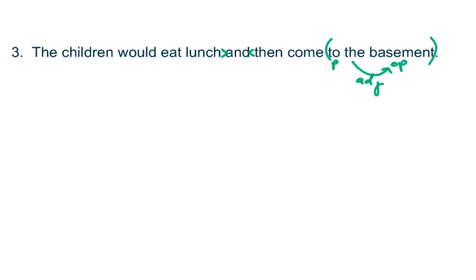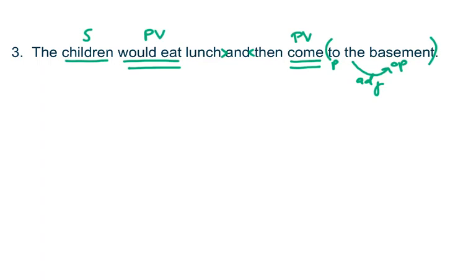Okay, so they're going to do a couple of things, right? They're going to eat lunch and then come. So we'll come back to our conjunction. What is this sentence about? It is about children. Subject. What are the children doing? They would eat, right, which is an action verb, predicate verb, and come. So we have a compound verb in this sentence.